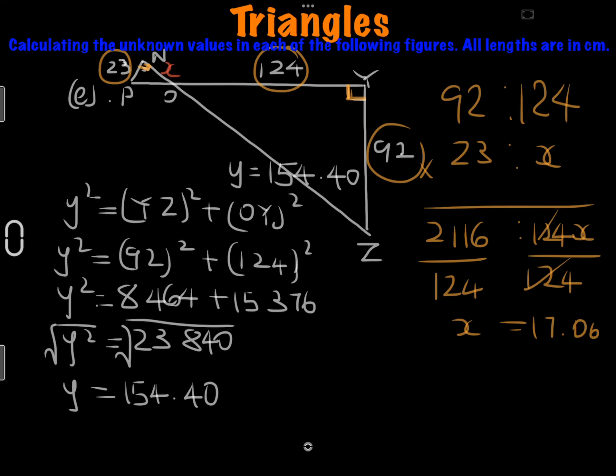51. Let's just see. 51. So we have 92 multiplied by x. 92 multiplied by x. Let's see, 2 multiplied by x. Okay, so 124 divided by 3. 124 multiplied by 23 divided by 92.